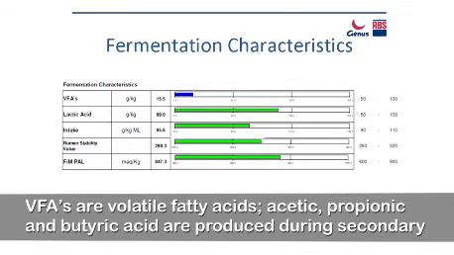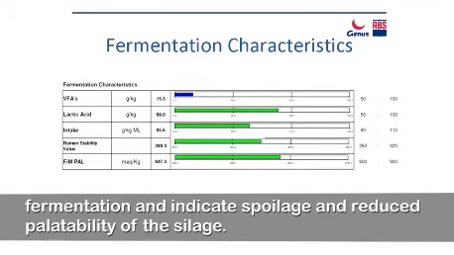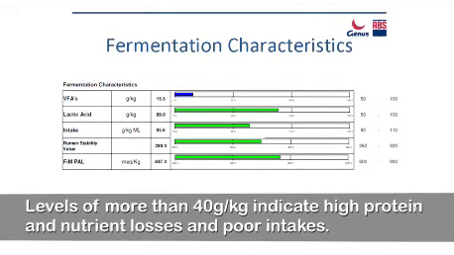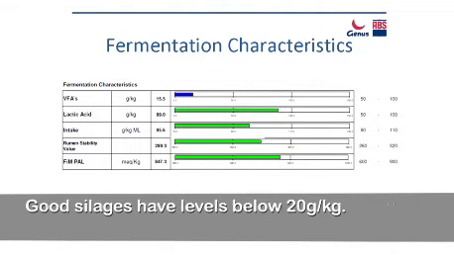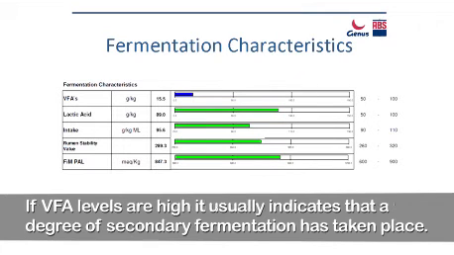Volatile fatty acids on this report are the volatile fatty acids acetic acid, propionic acid and butyric acid that are produced during secondary fermentation and indicate spoilage and reduced palatability of the silage. Levels of more than 40 grams per kilogram indicate high protein and nutrient losses and poor intakes. Good silages have levels below 20 grams per kilogram. If volatile fatty acid levels are high, it usually indicates that a degree of secondary fermentation has taken place.